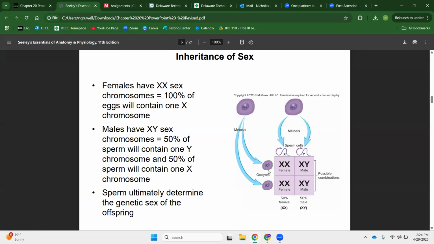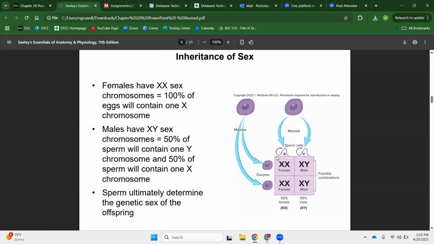So we have mom on this side, an X oocyte, an X oocyte. It's always going to be an X for mom because remember, we have two XX chromosomes. So all of the eggs are going to have an X. Dad is up here on the top where the sperm cells are. Males are XY, so about 50% of sperm will have an X and 50% of sperm will have a Y. And because mom always donates an X, in a sense, the sperm cell is going to determine the genetic sex of the offspring. If it's an X sperm, then we're going to end up with a female.